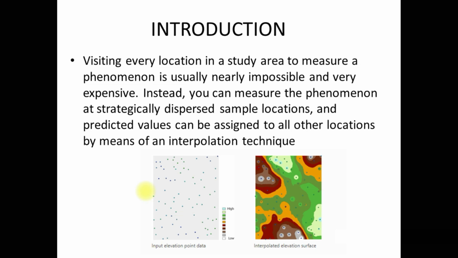So visiting every location in a study area to measure a phenomenon is usually nearly impossible and very expensive. Instead, you can measure the phenomenon at strategically dispersed sample locations, and predicted values can be assigned to all other locations by means of an interpolation technique.